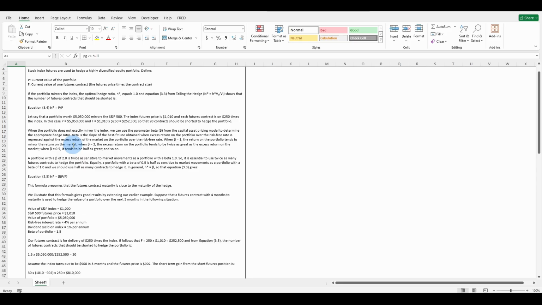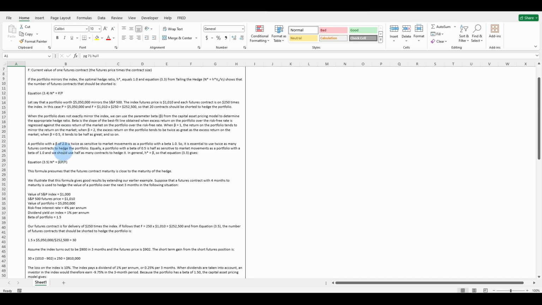If that sounds foreign to you, again, that's just CAPM language. Where beta is equal to 1, the return on the portfolio tends to mirror the return on the market. When beta is 2, the excess return on the portfolio tends to be twice as great as the excess return on the market. When beta is 0.5, it tends to be half as great, and so on. A portfolio with a beta of 2 is twice as sensitive to market movements as a portfolio with a beta of 1, so it is essential to use twice as many futures contracts to hedge the portfolio. Equally, a portfolio with a beta of 0.5 is half as sensitive, and we should use half as many contracts to hedge it. In general, H equals beta, so that equation 3.3 gives N equals beta times P divided by F.